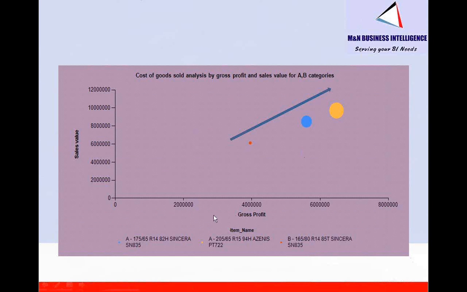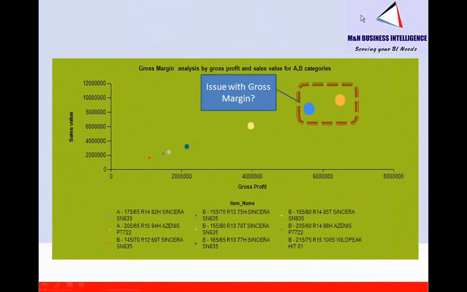Then we go one level down. We take the top three items. We see the top two items of category A. They are in ascending order. Again, as the gross profit is increasing, the sales value is increasing, and the size of the bubble for the cost of goods sold is also increasing. So up to now, we are just fine. But now let's look at it in terms of the gross margin. You have the gross profit going up and the sales value going up, and again this bubble should follow the increasing order. But what we find here is that 205 by 65 actually has a lower gross margin than 175 by 65.